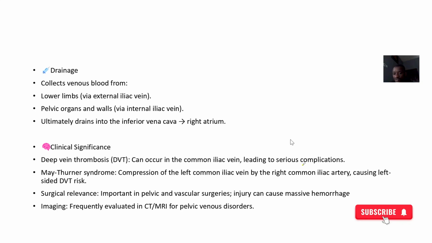Now we'll study this vein simply because it is important to know about deep vein thrombosis, May-Turner syndrome, which we'll get to discuss, surgical relevancies, and also imaging. Okay, so that's it.